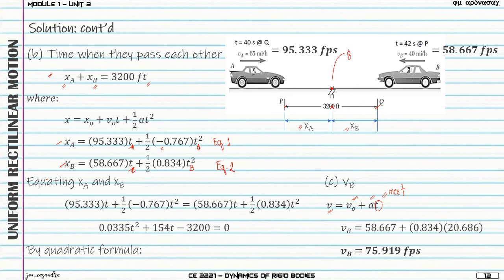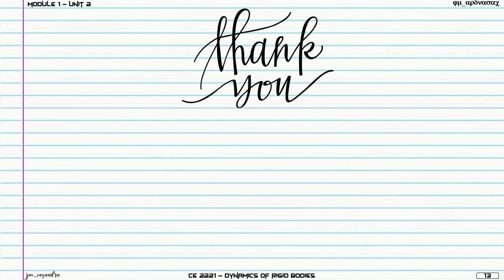So, the solution, if we want to solve for the speed of A, will most likely be the same also. So, dito, if we want for V sub A, that will simply be V sub O of A plus the acceleration of A times the time that they will be at point G or they pass each other. Okay? So that's for our uniform rectilinear motion and the relative motions.